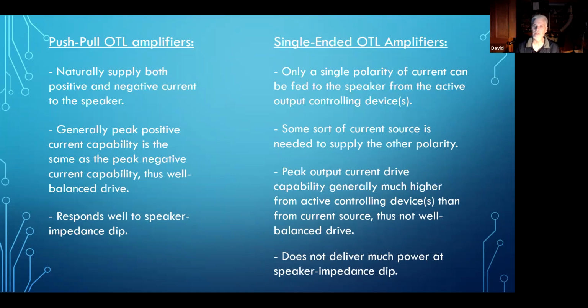There are different ways to do current sources, and I'll talk about a couple of them. But moving on, the peak output current drive capability is generally much higher from the active controlling devices than from the current source. Thus, it's not a well-balanced drive. It does not deliver much power where you have a speaker impedance dip. That's why single-ended amplifiers really don't do well with speakers that have impedance that goes all over the place. And heaven forbid, a standard OTL amplifier is going to do this horribly.